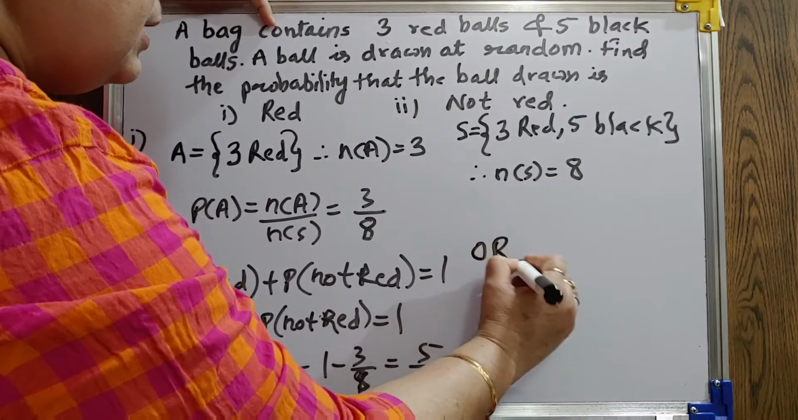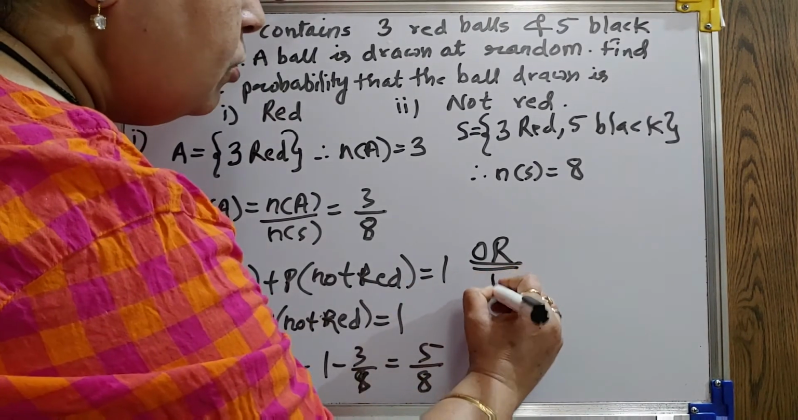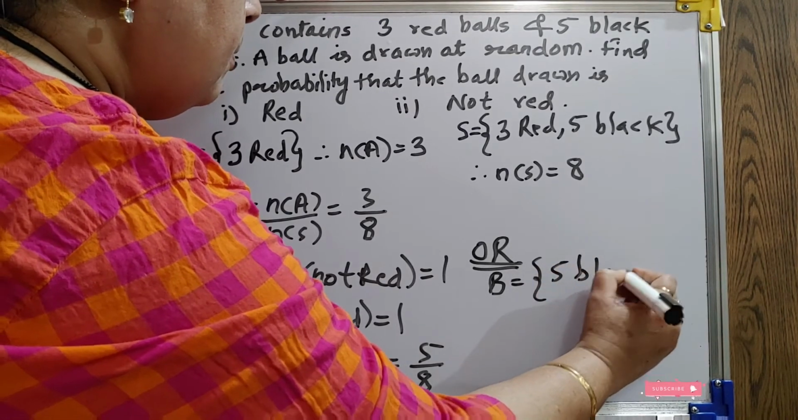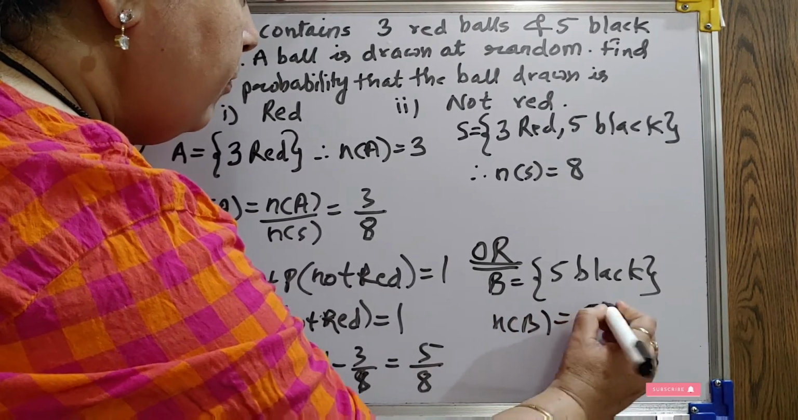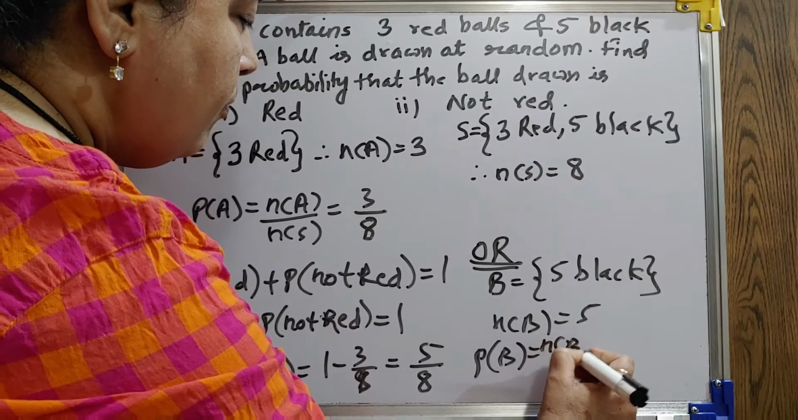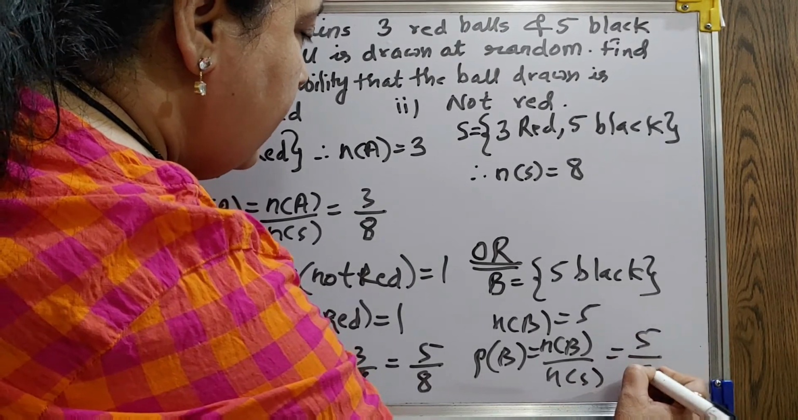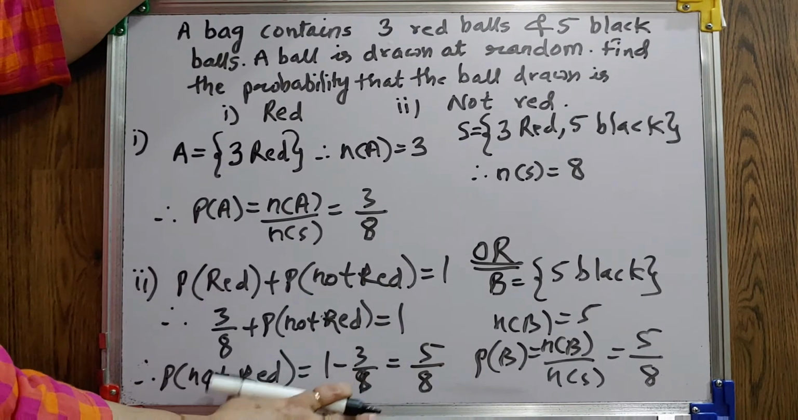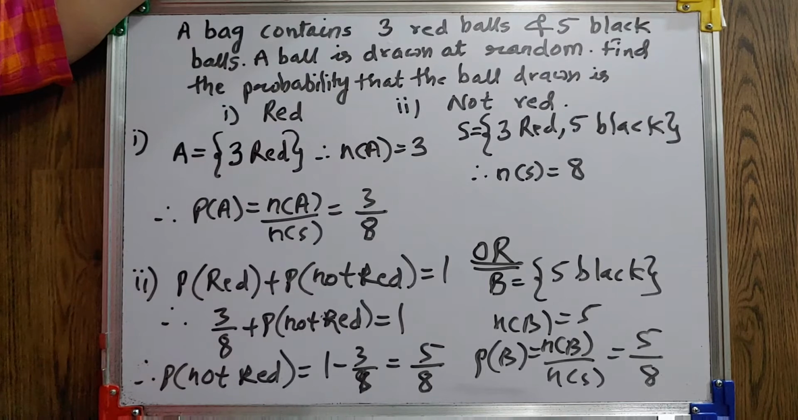Or I can solve this in this way. Not red means only the black ones. So suppose that is my event B. In that, 5 black are there. So my n of B is 5. Then my probability of B will be n of B by n of S, that is 5 by 8. So either you can solve by this concept or this one. Always keep in mind, total probability is always 1.